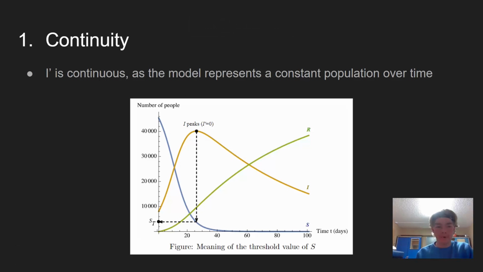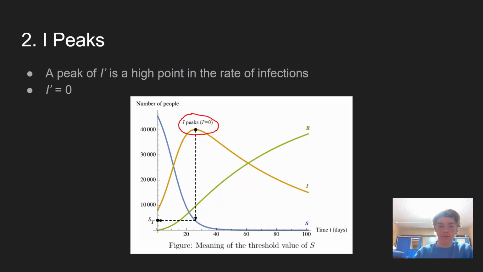Now, question one of part one asks us to examine the continuity of I prime. And as you can see by this graph here, it appears that I prime is continuous, but we can know this for sure because a SIR model is modeling a constant population over time. So apart from just looking at the graph, we can know that there will be no holes or any breaks in continuity over the duration of time for the infected people.